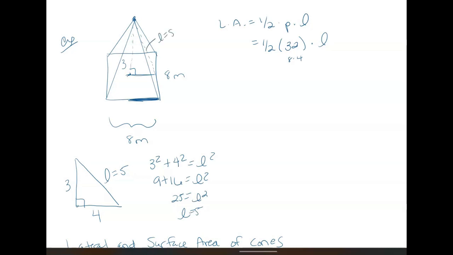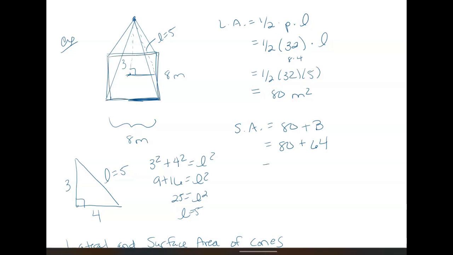So our L is 5. So if we rewrite this, we're going to have 32 and 5. And that means our lateral area is going to be 80 meters squared. All right, now to find the surface area, I'm going to grab that lateral area plus big B, which is the area of the base. And the area of the base, of course, is just 8 times 8, which is 64, because that's the area of the square at the bottom here. And when I add that together, I'm going to get 144 meters squared.